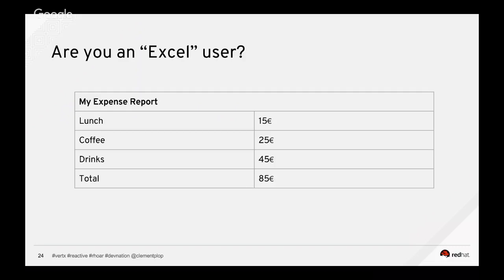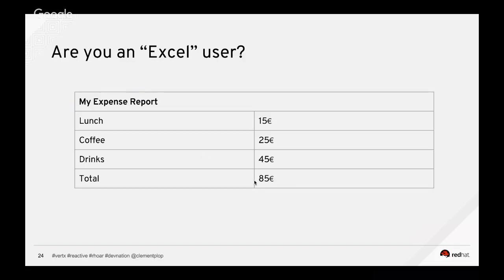But to explain it, the best example is spreadsheets. So I do a lot of meetings, conferences, and so on. And the most painful experience is my expense reports. But fortunately, I can use Excel to at least prepare my expense report. And this is reactive programming. So I have, for example, lunch, coffee, drinks, and this is the total.